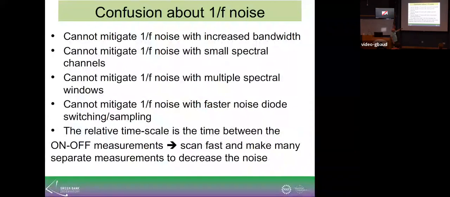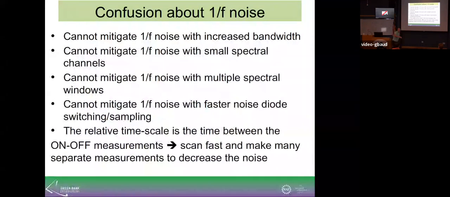Some people think they can say, oh, we'll use VEGAS with a small number of spectral channels. It has nothing to do with spectral channels; you can't mitigate it with that. You cannot really mitigate it with multiple spectral windows either, because the noise is going up and down together. It doesn't matter how many windows and how much bandwidth you throw at it. And you can't mitigate it by flickering the noise diodes faster. That doesn't really matter.